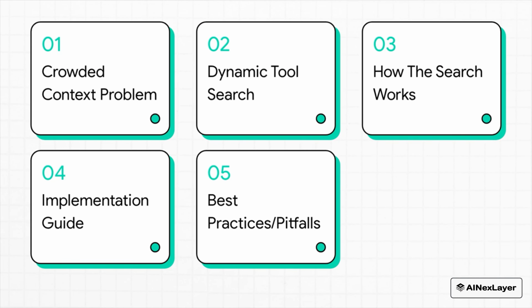So here's what we're going to cover. We'll kick things off by looking at a big problem that a lot of developers run into. Then we'll introduce the solution, which is dynamic tool search. We'll see how it works under the hood, I'll walk you through how to implement it, and then we'll wrap up with some best practices and common pitfalls to avoid.